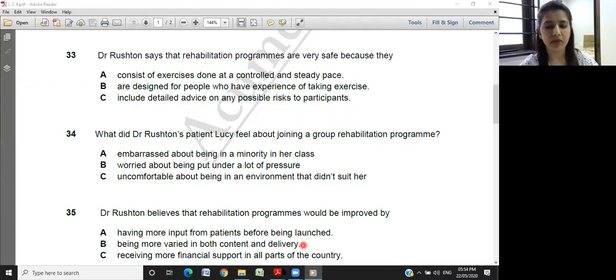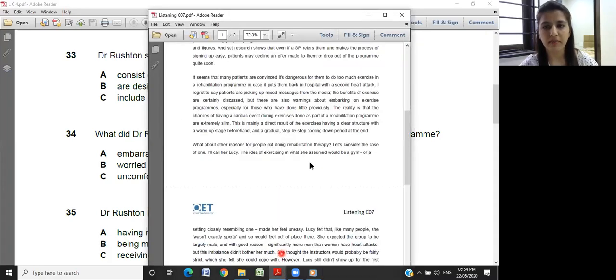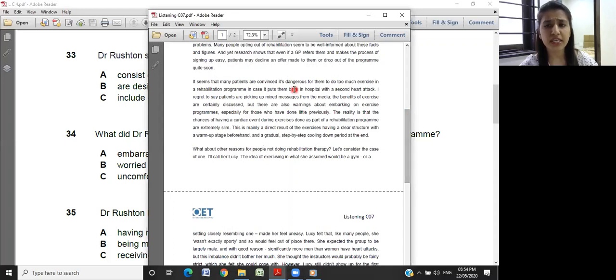Now B, there was something about B as well, but if you see, that was mentioned as a fact. They have mentioned here that the benefits of exercises are certainly discussed, but there are also warnings about embarking on exercise programs, especially for those who have done little previously. But they are warnings, okay?